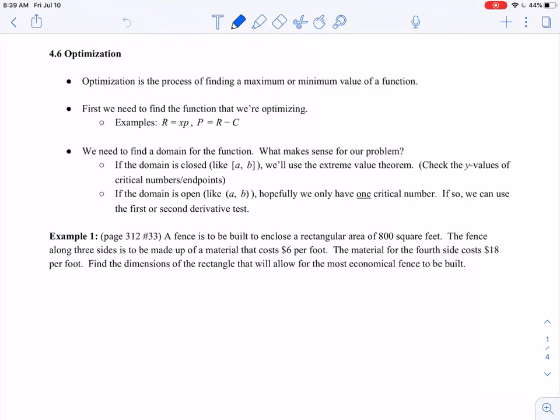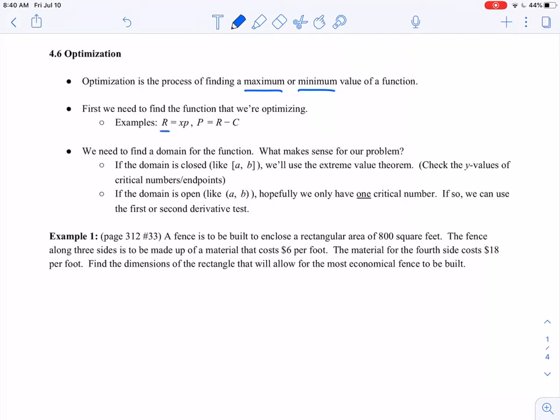Optimization is the process of finding a maximum or a minimum value of a function, depending on what we're trying to accomplish here. So all of the problems that we look at today, we're going to be looking at through a practical lens, right? We'll be looking at word problems, applications problems. So we'll want to do things like maximize revenue or maximize profit or minimize cost of materials or things like that. So the first thing that we're going to have to do is find the function that we're optimizing.